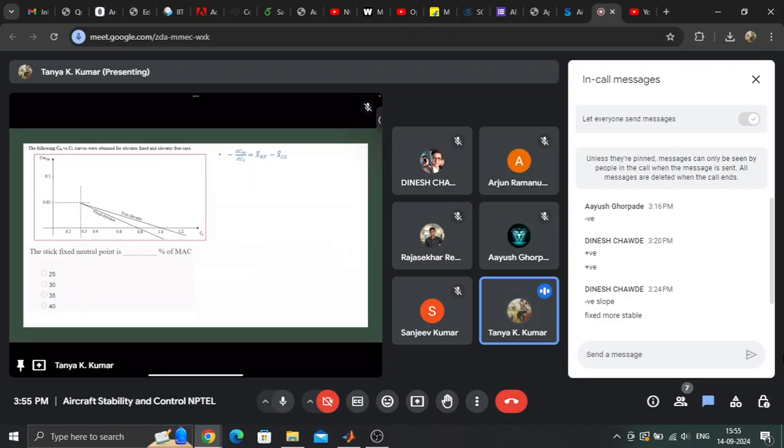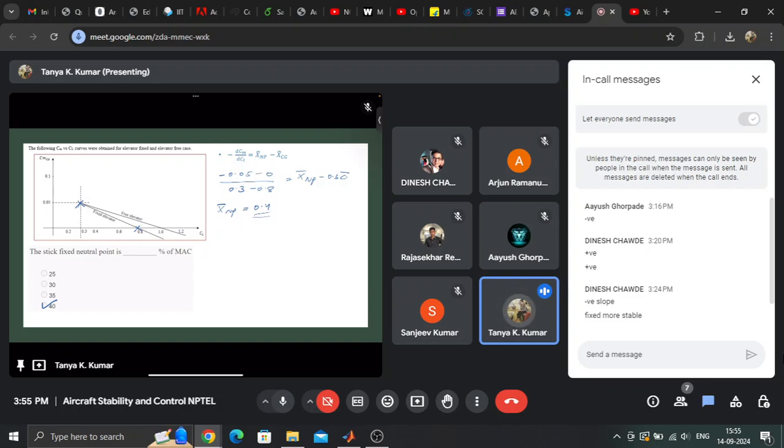So let's just try doing it for the first case, stick fixed case. So I'll just take the 2 points, minus 0.05 minus 0 by 0.3 minus, these are the points I'm taking, 0.8 is equal to x bar np minus 0.3 c bar. So just rearrange the terms and you can find x bar np to be 0.4 or 40% of mean aerodynamic chord.